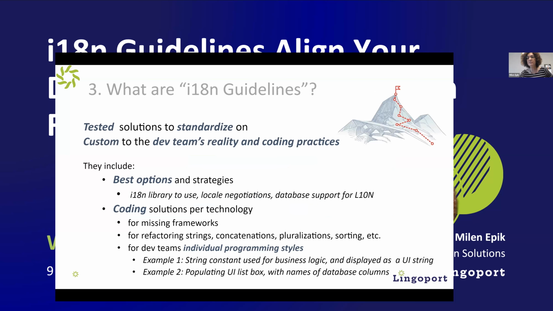Guidelines are implemented and tested solutions for your specific code, your specific application, that you would be standardizing on. And again, they're very custom to a development team's reality and coding practices. This means that guidelines will include some strategies and best options so that they are jointly decided on. We'd like to get that part done ahead of time as we decide the decision. We call them the requirements document. This is what needs to happen. Here are the options. Options are taken together.